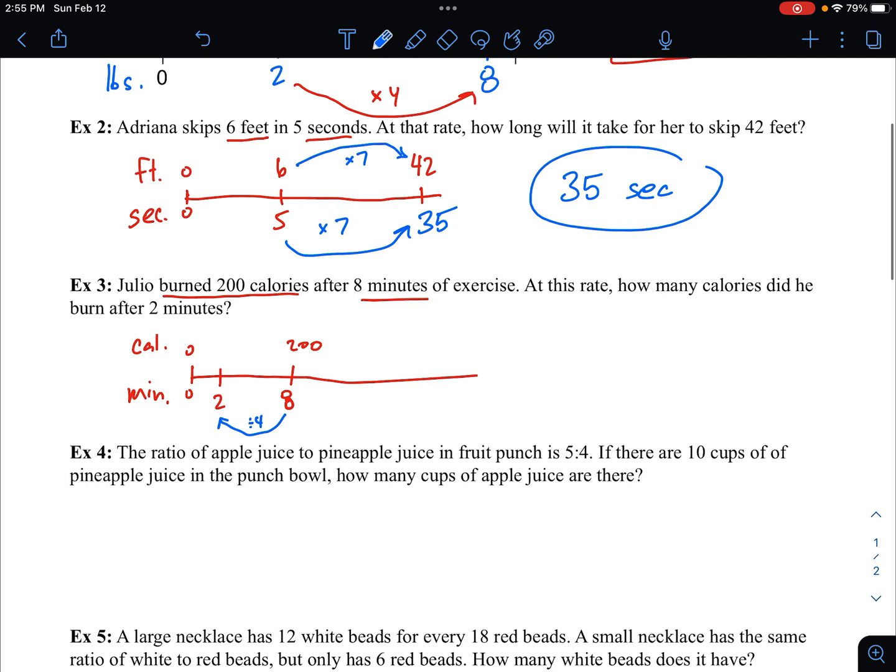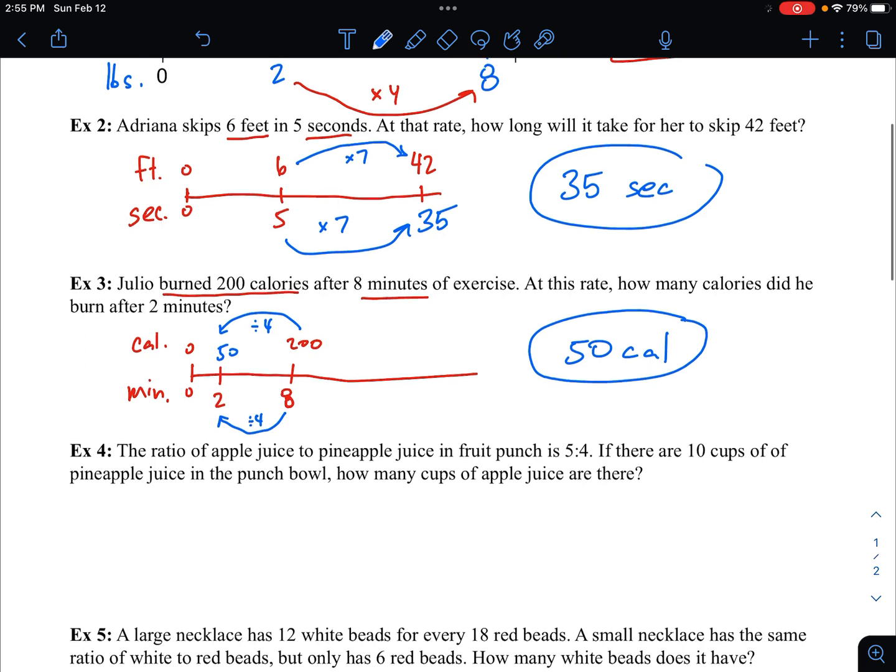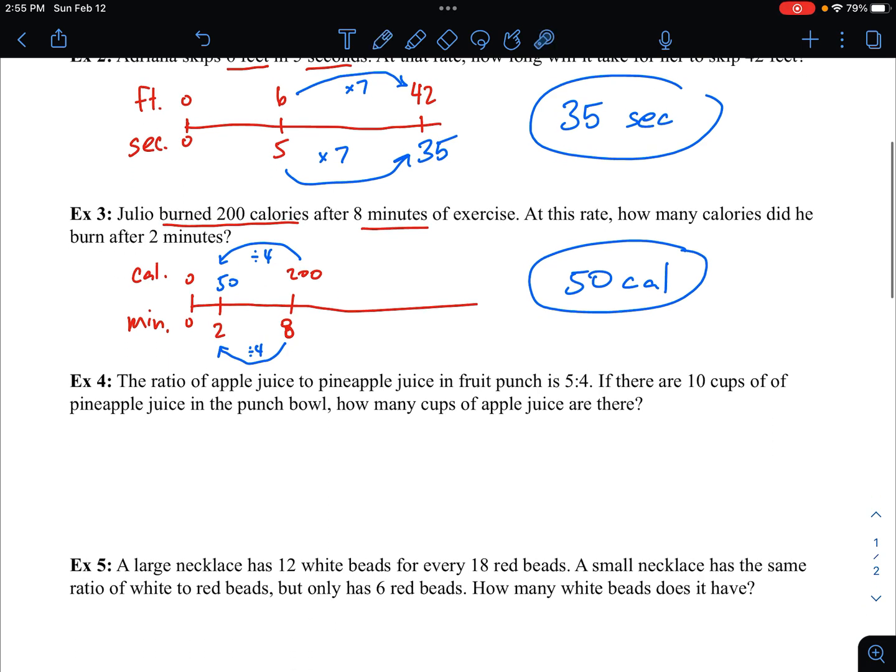Yes, it does. So to get from 200 to my mystery number, guess what? I'm also going to do the same thing. I'm going to divide by 4. So 200 divided by 4 gets me 50. So after 2 minutes, he only burned 50 calories. And after 8 minutes, he burned 200. So this one was a little bit different because I actually went backwards this time instead of forward.